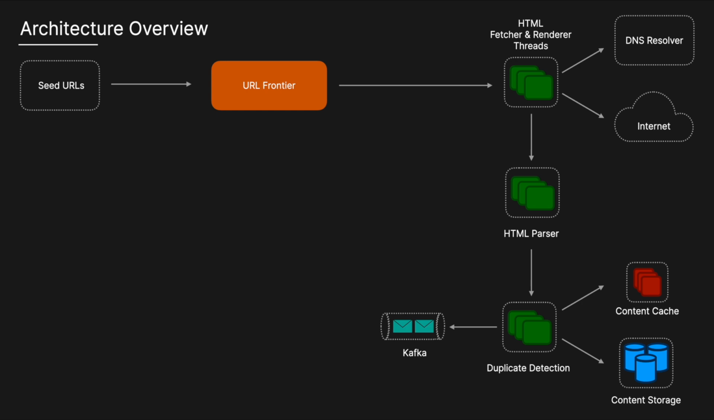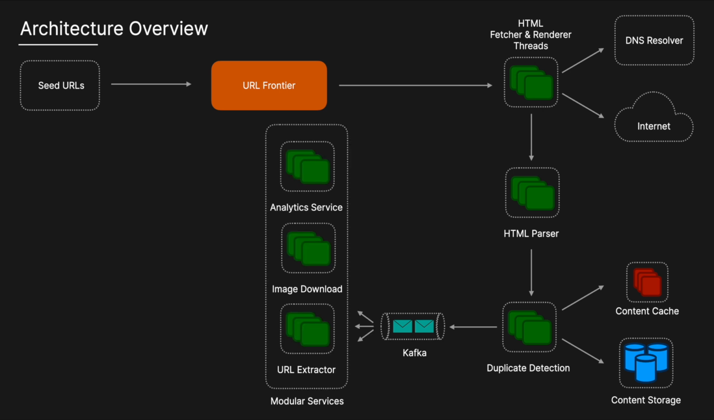However, I previously said that we want this system to be extendable to look at other forms of content. And so instead of sending it straight to the URL extractor, we could send it to Kafka. Kafka is just an open source distributed streaming platform, and it's really good for handling high volumes of real-time data. It comes up again and again in so many system design interview questions, so it's really worthwhile going deep on. Basically, instead of sending it straight to the URL extractor, we give it to Kafka, which will then push it to our modular services.